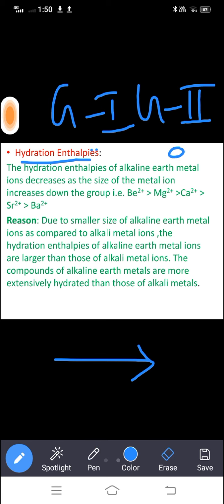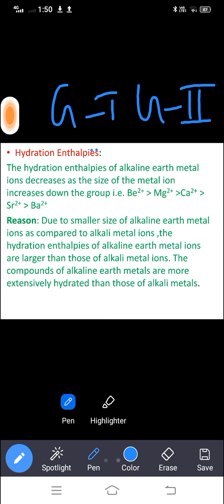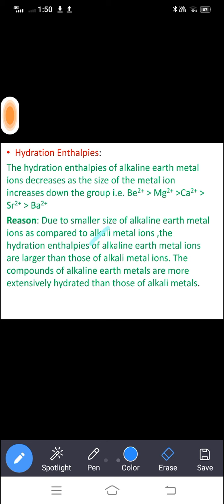When the size of group 2 is smaller, then the hydration enthalpy will also be greater than the group 1 element. The reason is the size is smaller compared to the alkali metals. So that is what they mention here: due to the small size of alkaline earth metals compared to the alkali metal ions, the hydration enthalpy will be greater. So here they mention the order. Beryllium is smaller in size. Beryllium 2 plus ion will have a higher hydration enthalpy compared to barium.